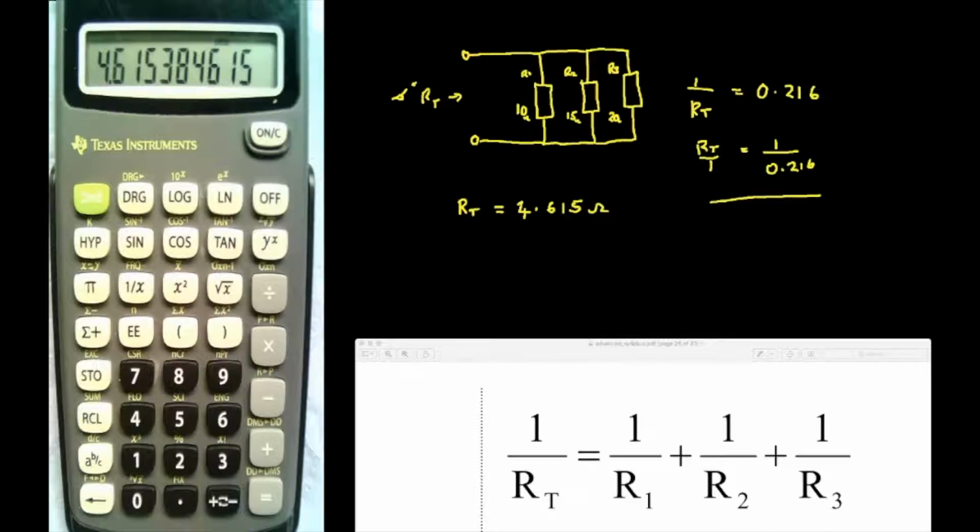So you should practice these, because if you look at capacitors in series or inductors in parallel, you'll find the same form of formula, where you need to add up the reciprocals of the values and then take the reciprocal of the answer. So that's a good one to practice.